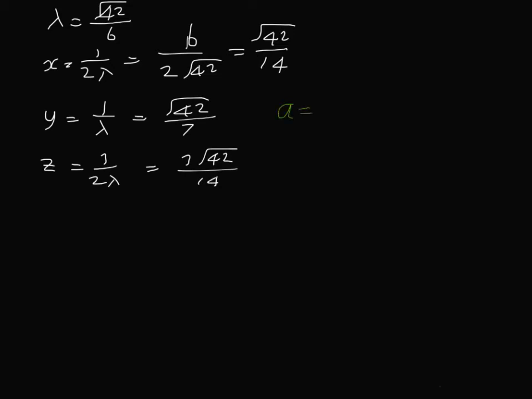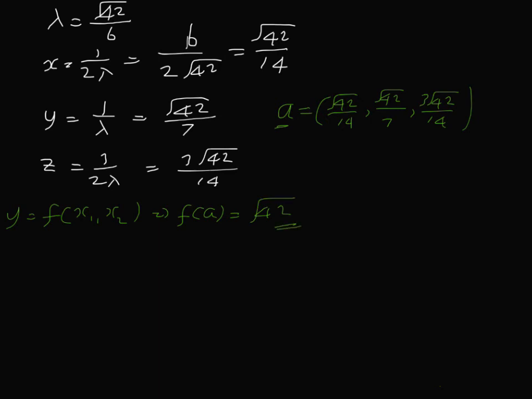So we know x, y, z, and therefore we can write the point. I say A equals (root 42 divided by 14, root 42 divided by 7, 3 root 42 divided by 14). This is the point A. Then we can find the function f, which is called y, at the point A. If you plug point A into the equation, you will get root 42. That is the value.